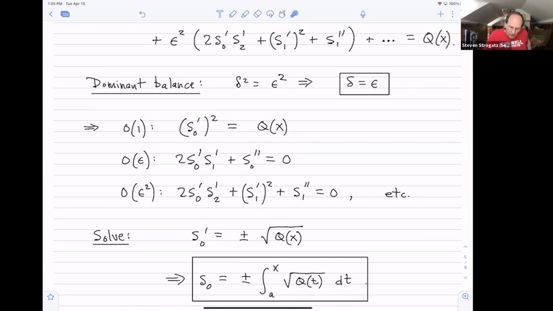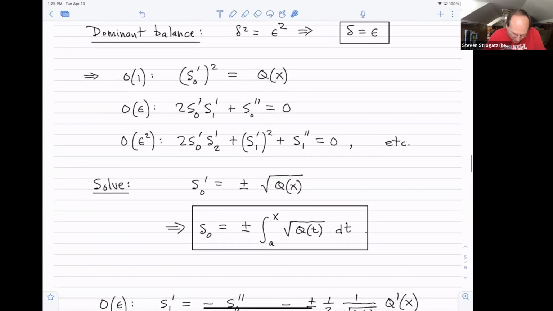But anyway, so we got some lower limit, which you can think of as some constant. I don't really know what a should be for now, but it might be 0, it might be negative infinity, kind of depends on the problem. So some lower limit that's a constant, and then a running upper limit to this variable point x. That's our S0 as a function of x.